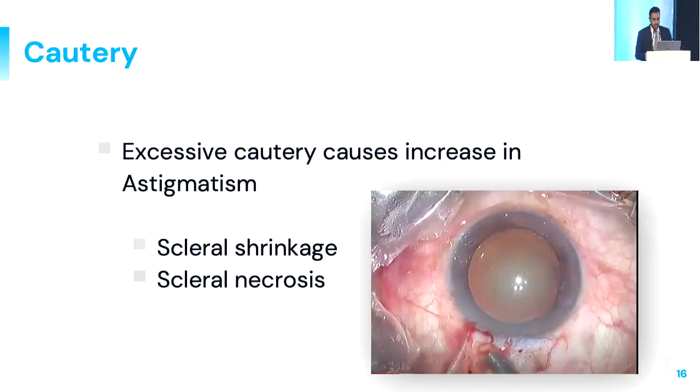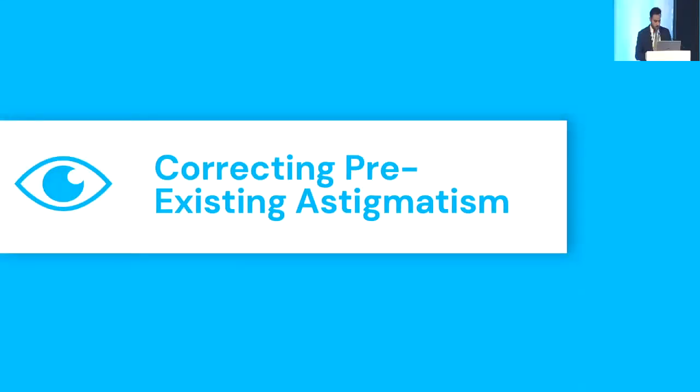So the other thing is cautery. In SICS, usually many places use cautery, and excessive cautery can increase astigmatism due to scleral shrinkage and scleral necrosis. So we should be aware of that, and we should do very minimal cautery in all the cases.